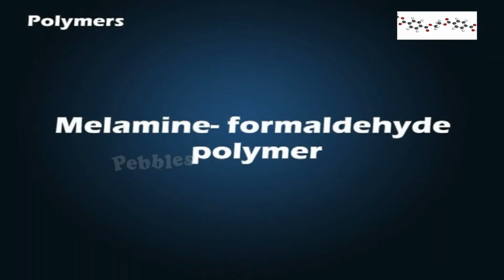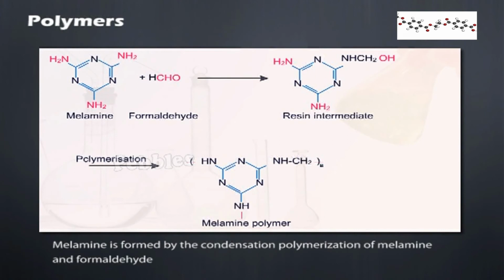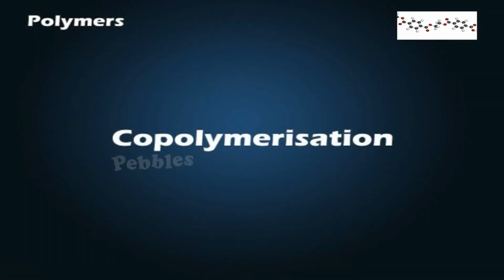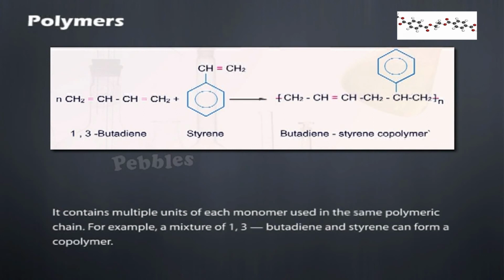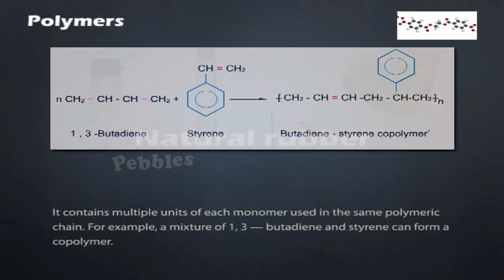Melamine formaldehyde polymer. Melamine formaldehyde polymer is formed by the condensation polymerization of melamine and formaldehyde. Copolymerization. Copolymerization is a polymerization reaction in which a mixture of more than one monomeric species is allowed to polymerize and form a copolymer. It contains multiple units of each monomer used in the same polymeric chain. For example, a mixture of 1,3-butadiene and styrene can form a copolymer.